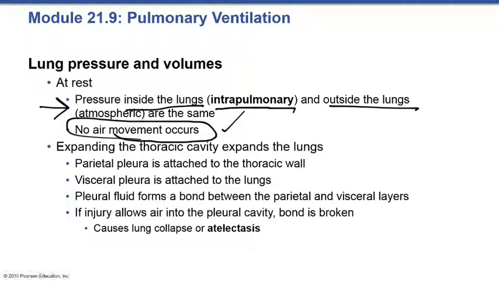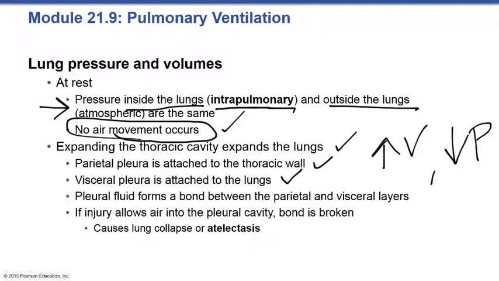As I expand my thoracic cavity, as I use the diaphragm to flatten, remember the parietal pleura attached to the thoracic wall and the visceral pleura attached to the lungs create basically a vacuum seal. And as the thoracic wall expands, the lungs will be drawn with it. That increase in volume will again decrease the pressure.